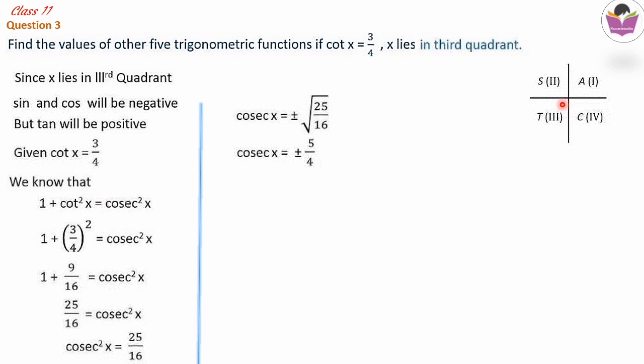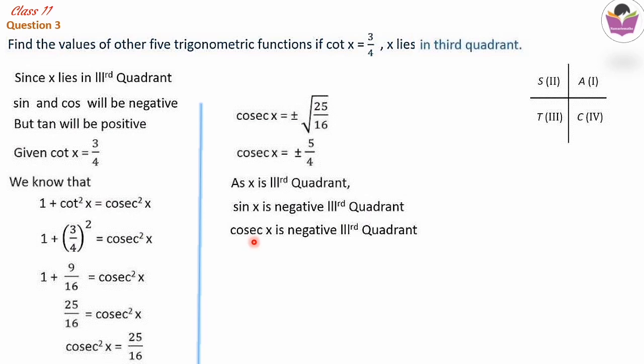Here x lies in the third quadrant. There tan and cot will be positive, meaning the remaining functions are negative there. That means as x lies in the third quadrant, sin x is negative. Since sin x is negative, directly we can write cosec x is also negative.